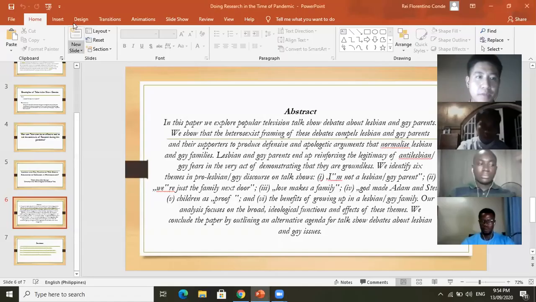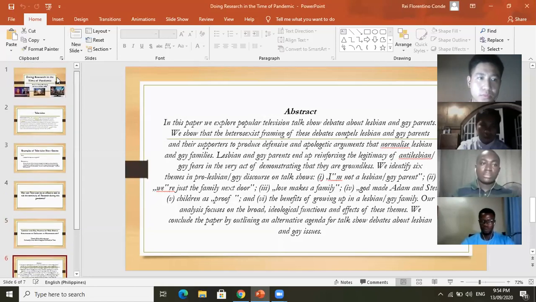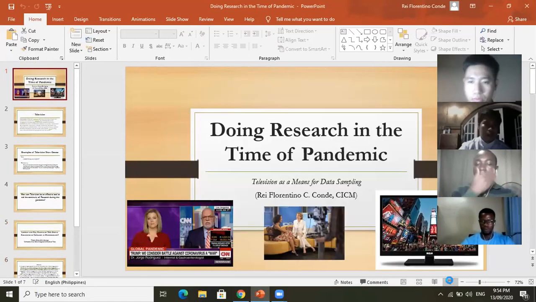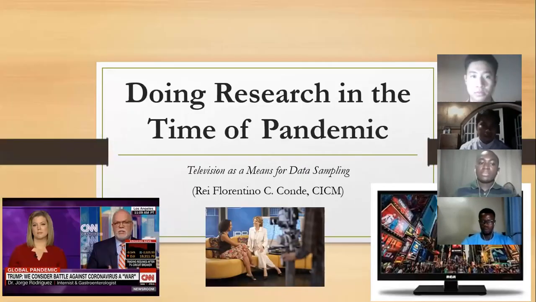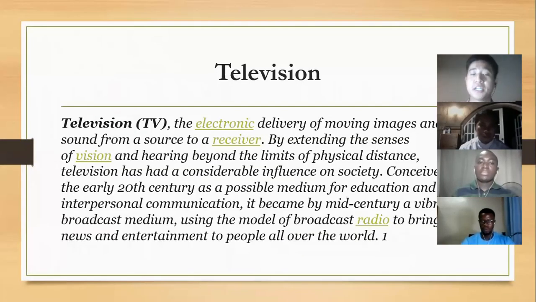All right, so let us begin by defining what is a television. Television, or the TV, is electronic delivery of moving images and sounds from a source to a receiver. By extending the senses of vision and hearing beyond the limits of physical distance, television has had considerable influence on society. So basically, television is a device that we use in order to gather information of the existing reality of the world through its features of running pictures and sounds. So the thing is, we gather information as viewers.